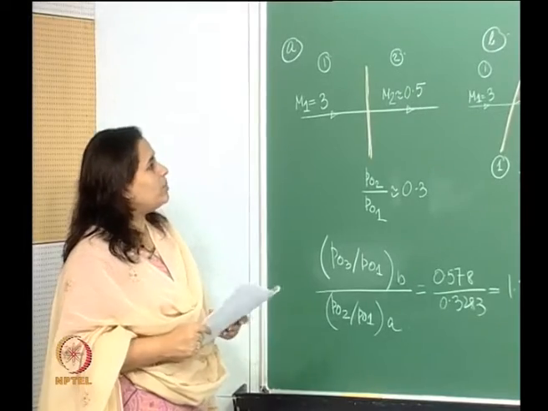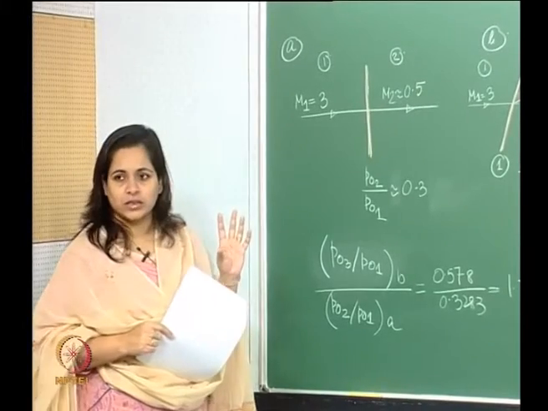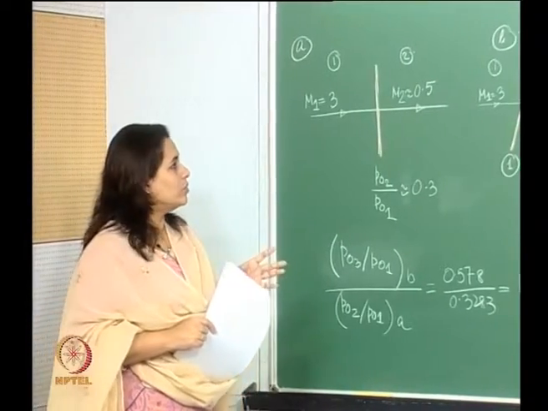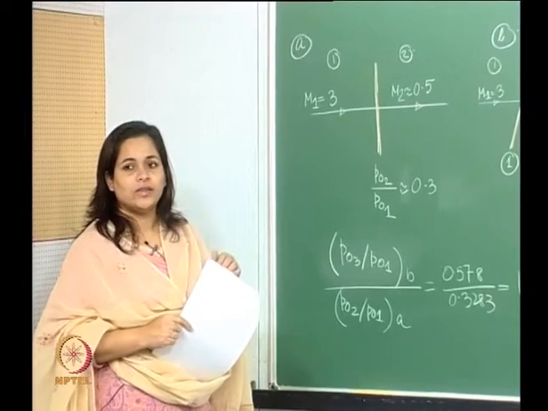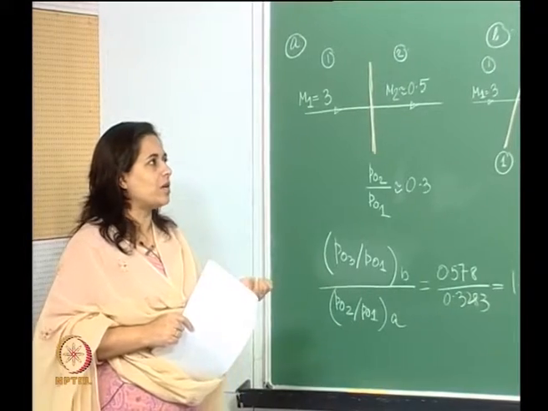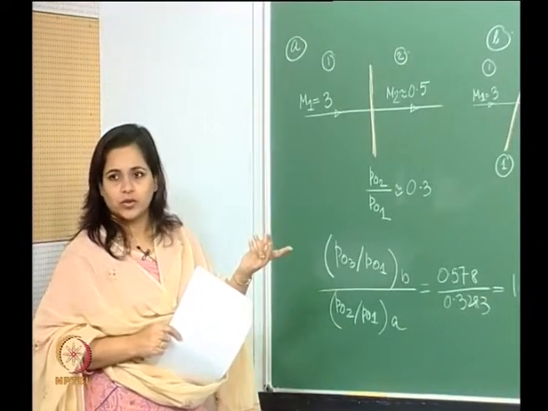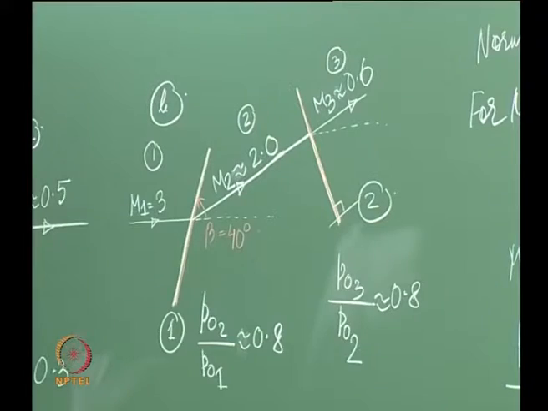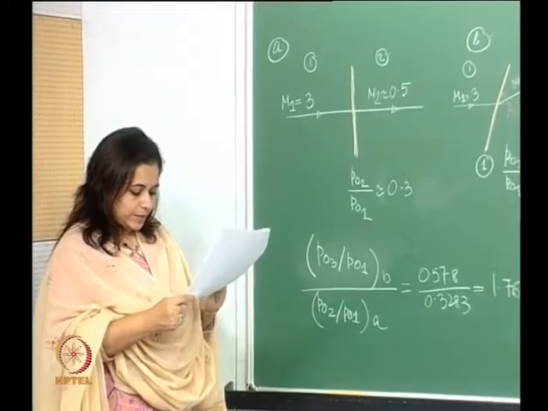So if I want to keep my total pressures in check, I don't want them to reduce too much, then I have to work with that Mach number. If I can decrease that Mach number, I will have a smaller reduction in the total pressure, which is what is happening in this particular case. Okay.